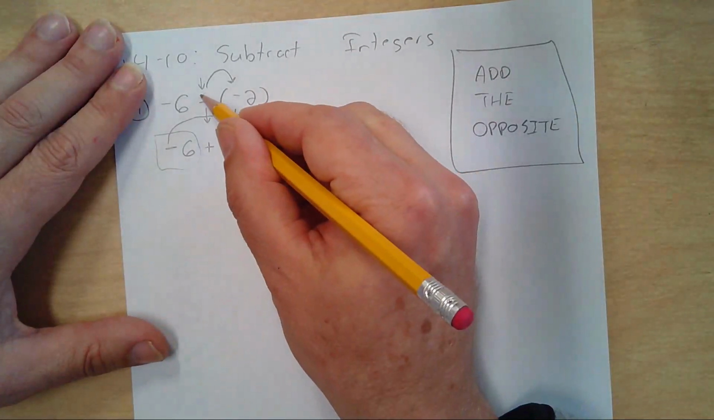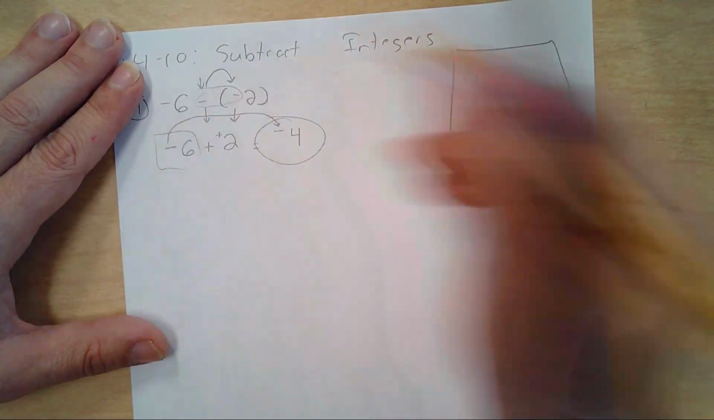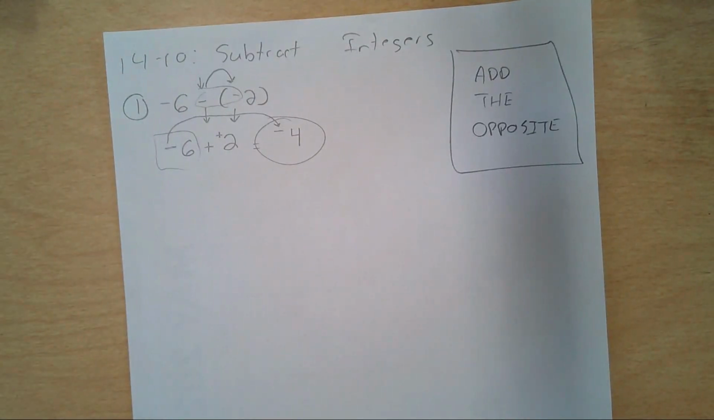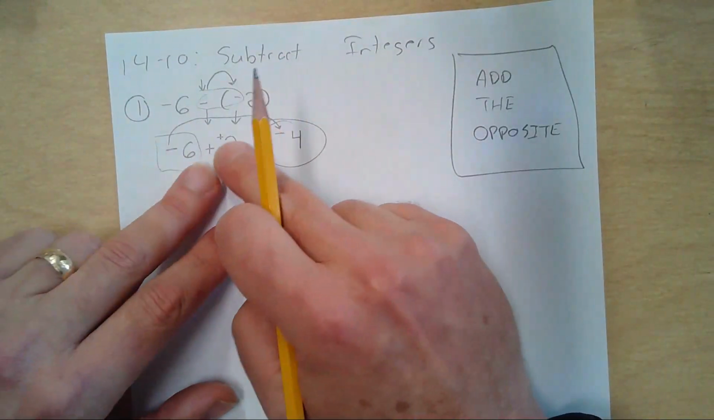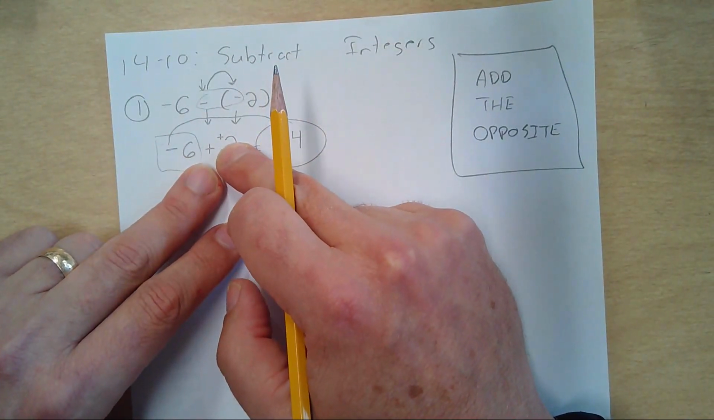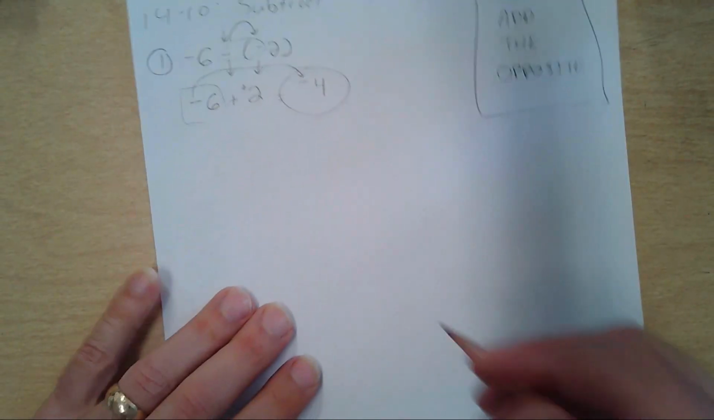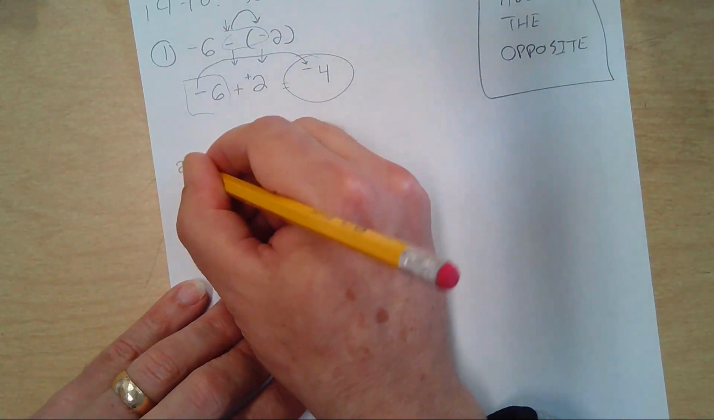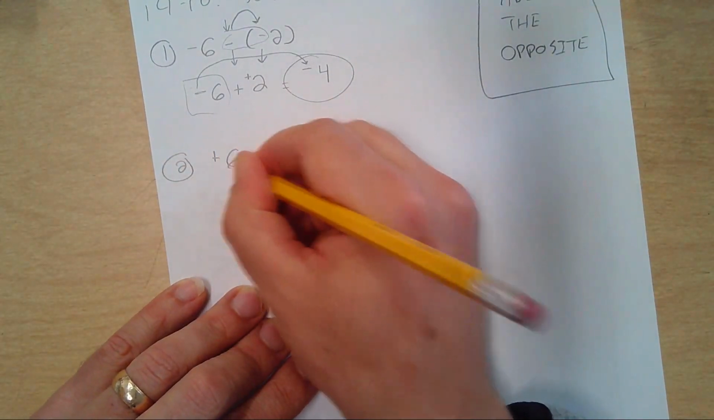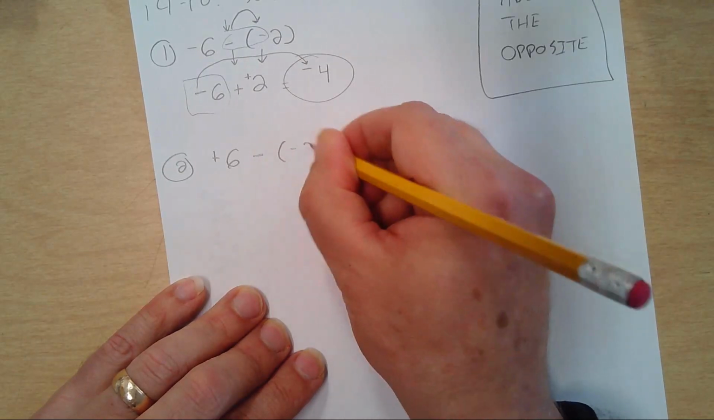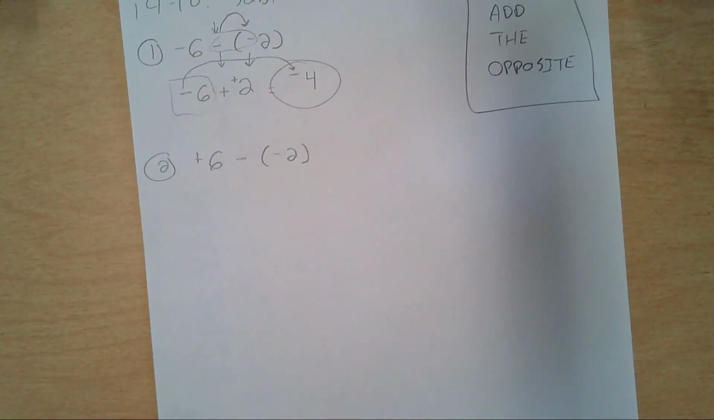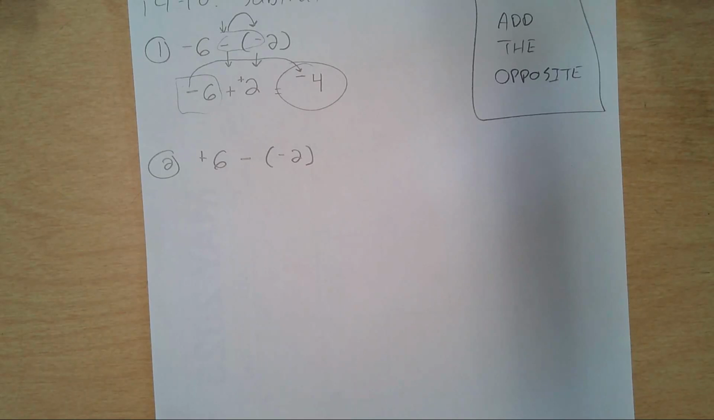You'll realize you run into this situation from time to time. It's called a double negative situation. But double negatives turn into two positives. Because, again, we're adding the opposite here. Number 2 says a positive 6 minus a negative 2. So on your own, see if you can rewrite this as an addition problem and then use your rules of addition to solve it.